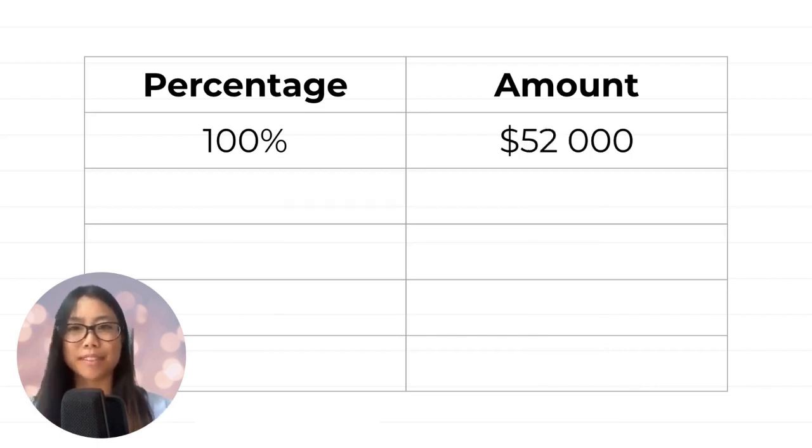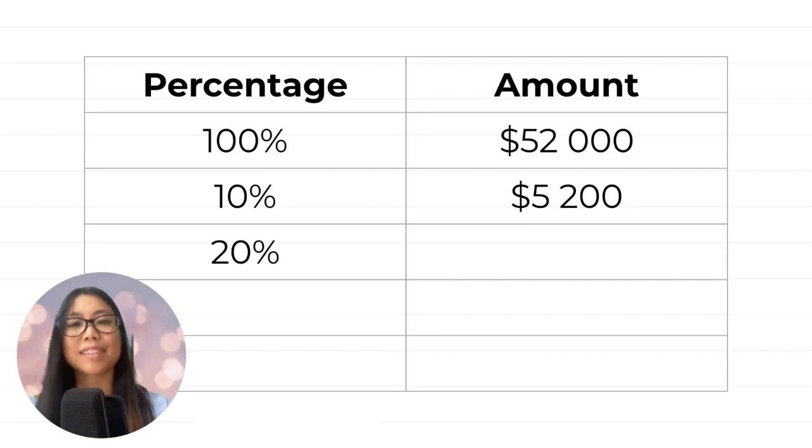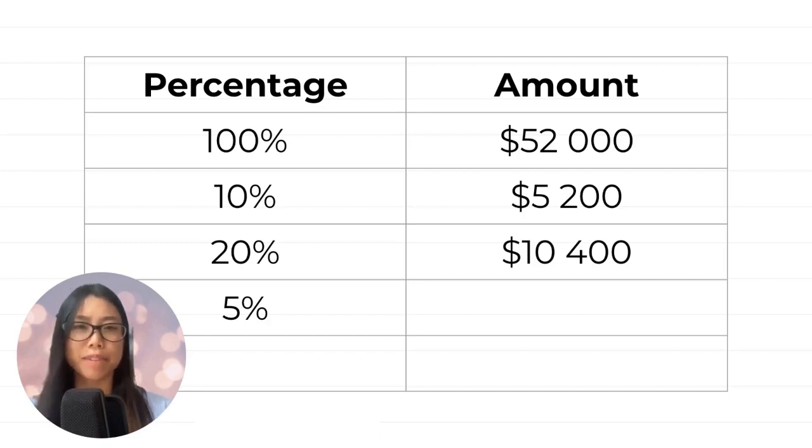Let's do one more. 52,000 is 100%. Find 10%. 5,200. Find 20%. 10,400. Now find 5%. Halve the amount that we had for 10%. This is going to be 2,600.